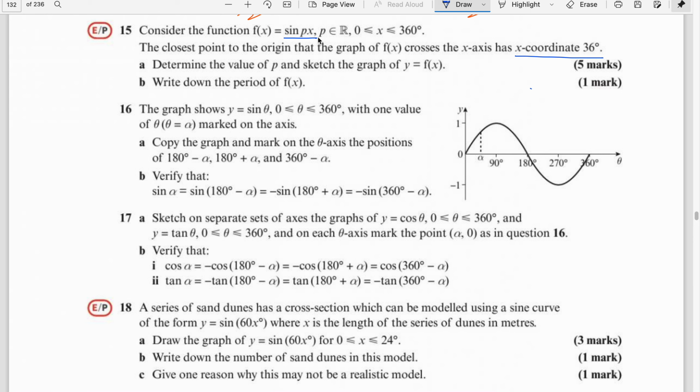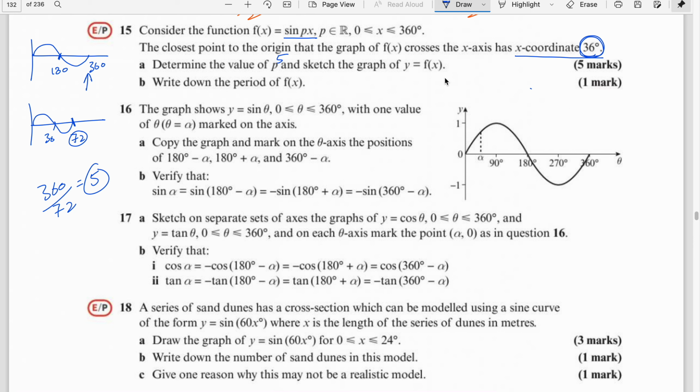Okay, so this is sine px. If this would have been sine x, the graph will cross at 360 and 180, but it tells you that it is actually crossing at 36. So if the first value is crossing at 36, second must be crossing at 72. So 360 by 72, cycle should have been in 360, it is in 72 degrees. So 360 divided by 72 gives us 5. So you get the value of P, that is 5.